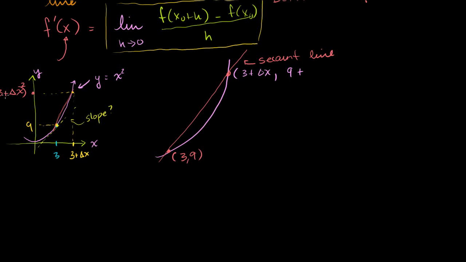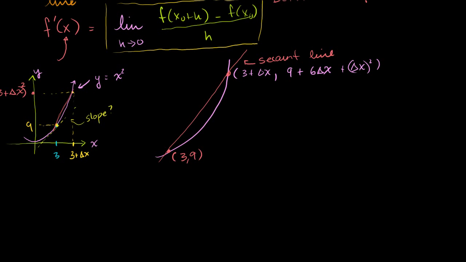(a plus b) squared is a squared plus 2ab plus b squared. So it's going to be 9 plus 2 times the product of these things, so plus 6 delta x, and then plus delta x squared. That's the coordinate of the second line. This looks complicated, but I just took this x value and I squared it because it's on the line y is equal to x squared.